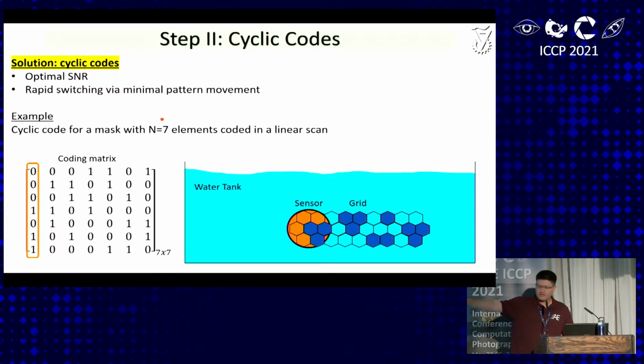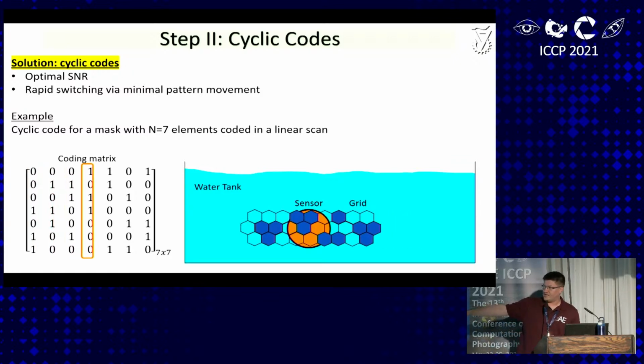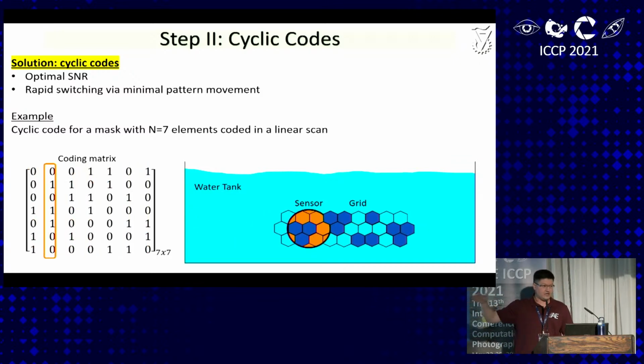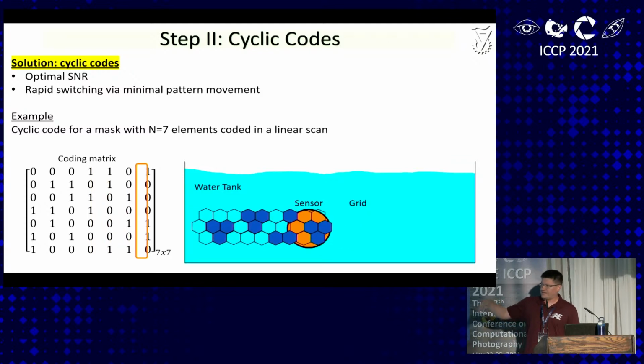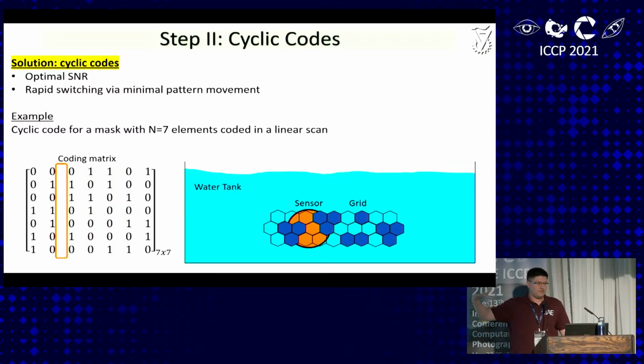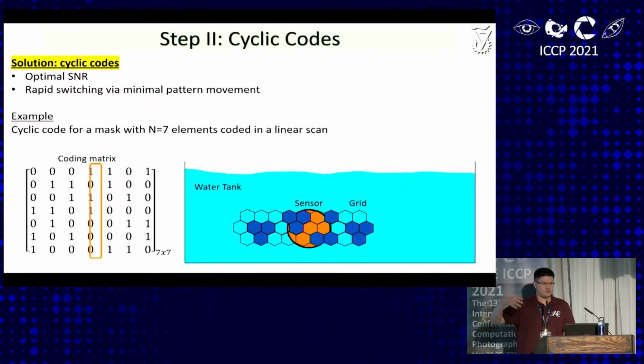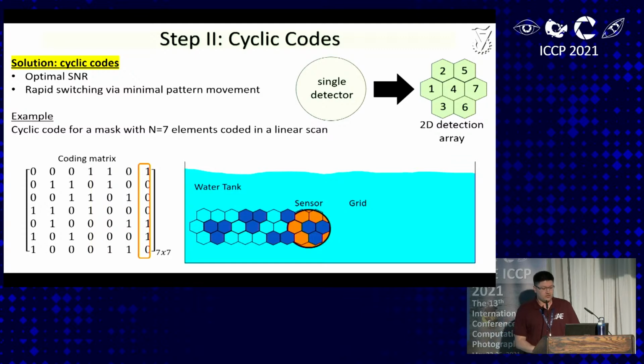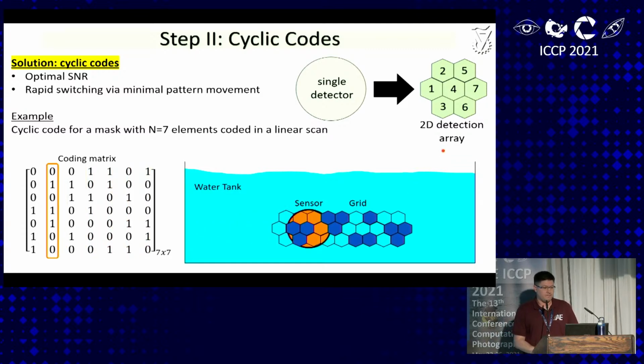And on the right side, you see the relevant coding matrix and the currently projected base vector. So what happens is that the mask is scanned through the measurement, and during the scan, the base vectors are changed. So we acquire 7 signals in this case, and from this acquisition, we mathematically extract the original signals, effectively converting a single detector into a 2-dimensional array with 7 elements.